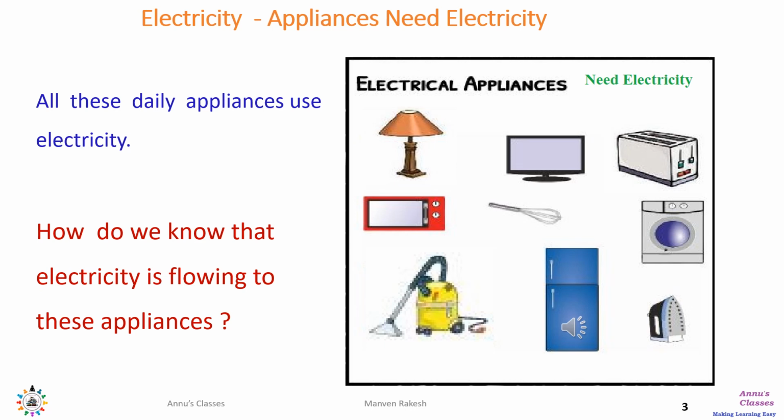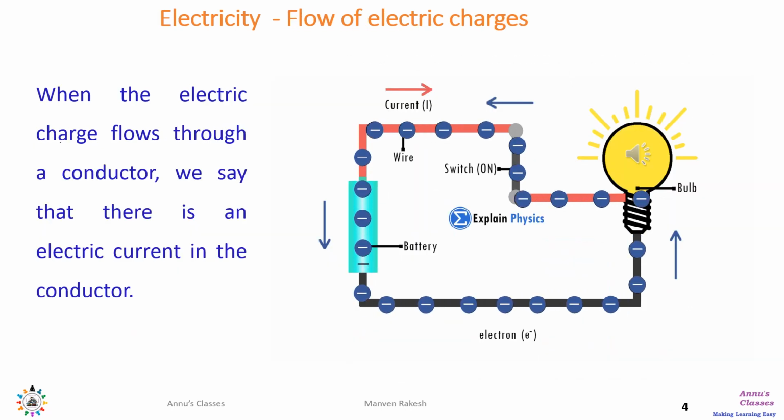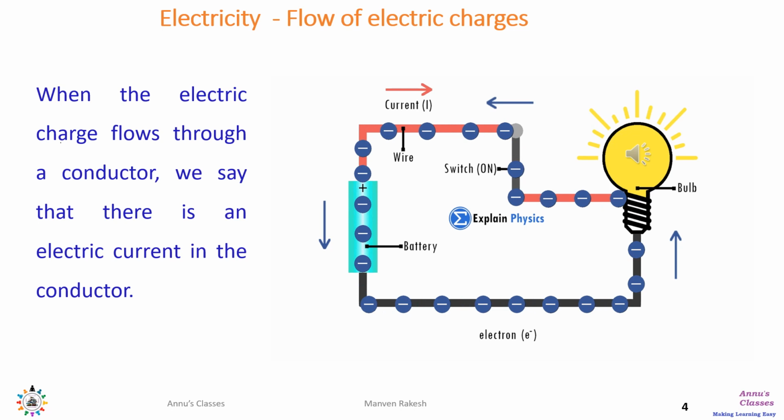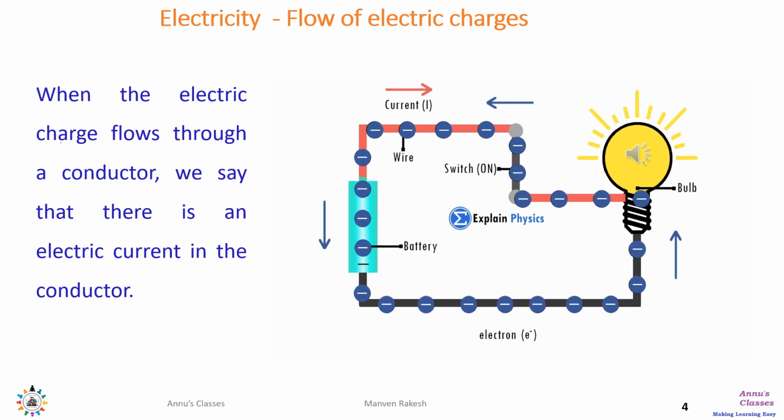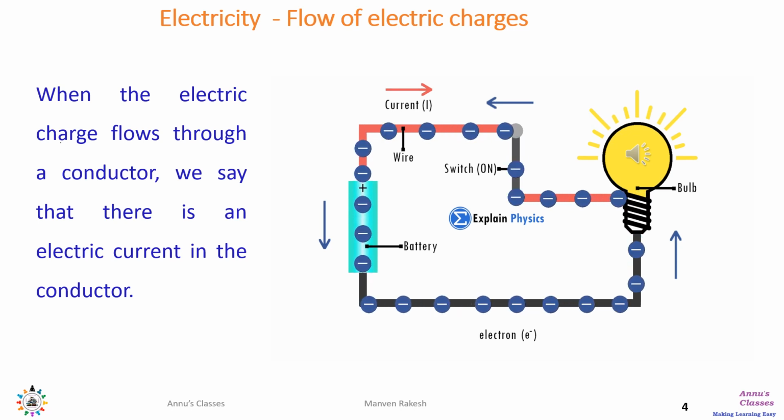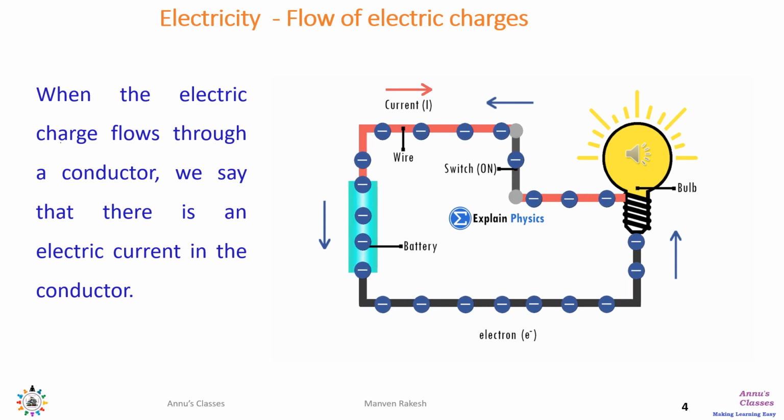These appliances we use daily in our life. They need electricity. But how do we know that electricity is flowing to these appliances? For electric current, the charges should flow through the conductor, and when they flow, we say there is electric current in the conductor.